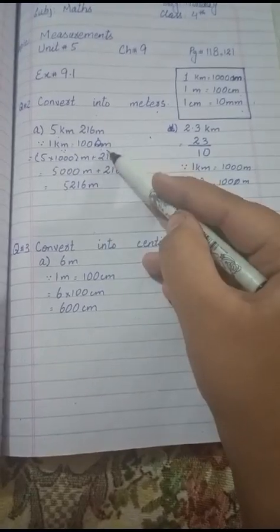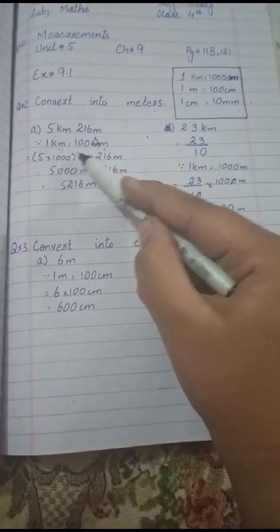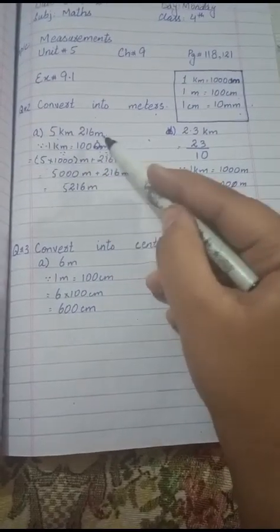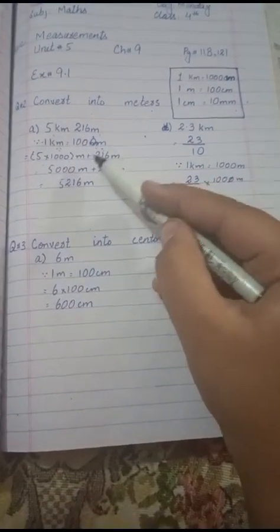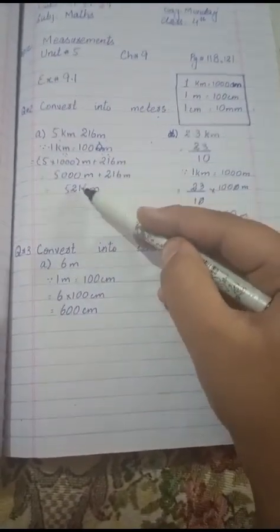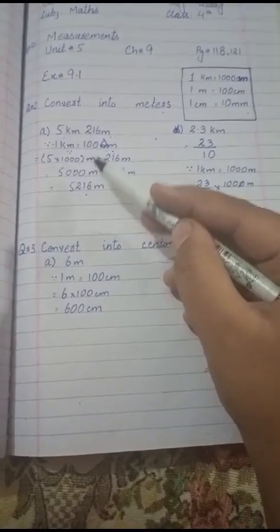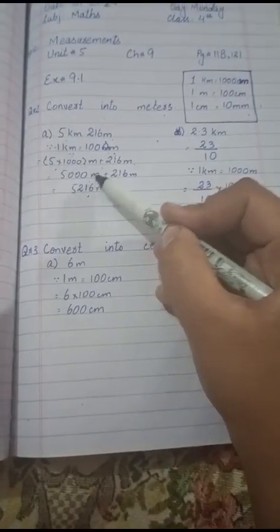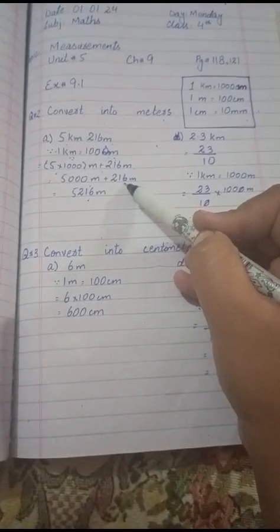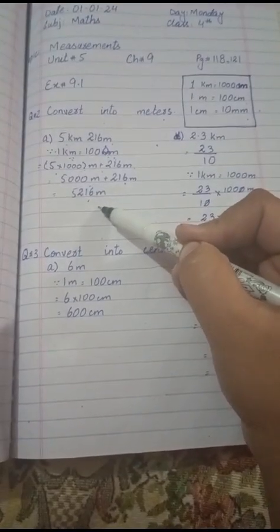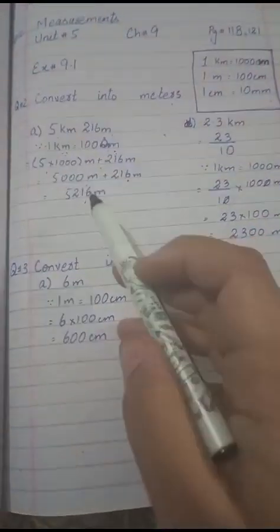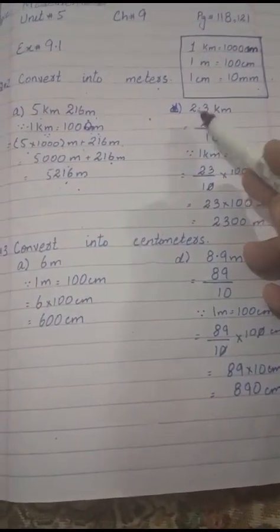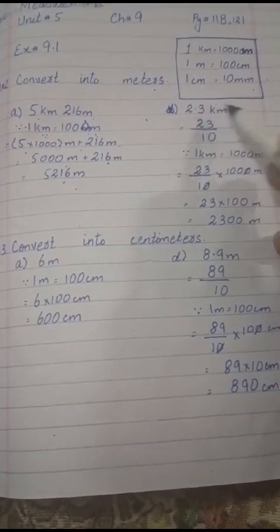So in 5 kilometers, how many meters are there? To find that, we simply multiply 1,000 with the given number. We multiply 5 by 1,000, and the other value is already in meters, so we add it to obtain the output. Here 5 multiplied by 1,000 is equal to 5,000 meters. Then we add 216 to get the final outcome, which is 5,216 meters.